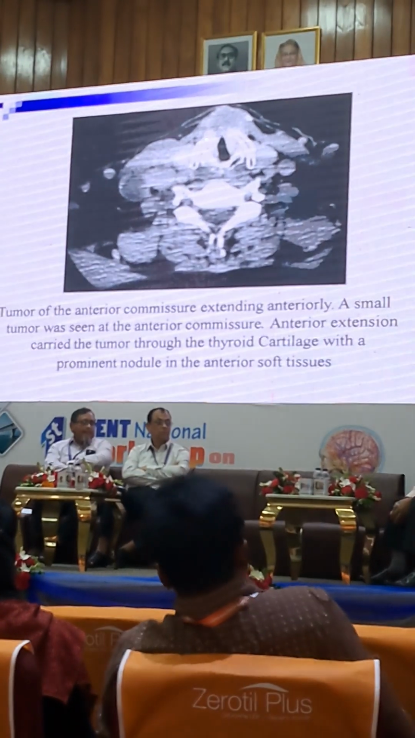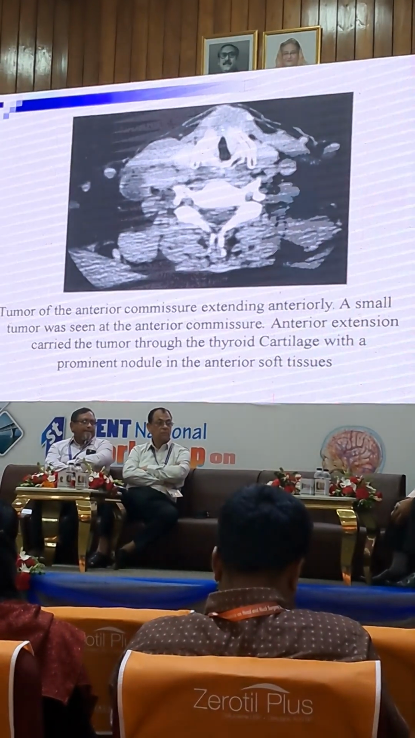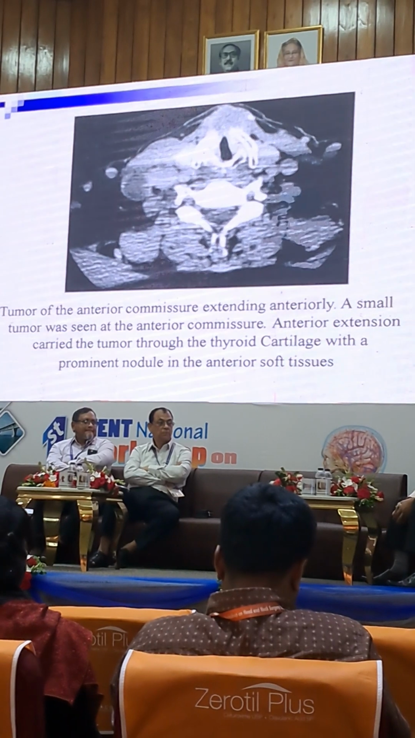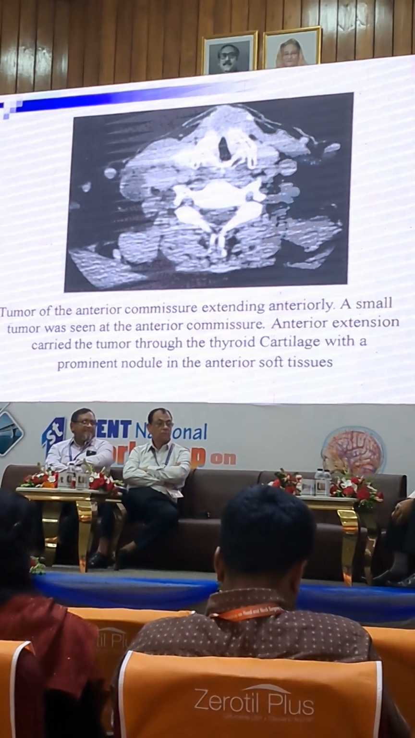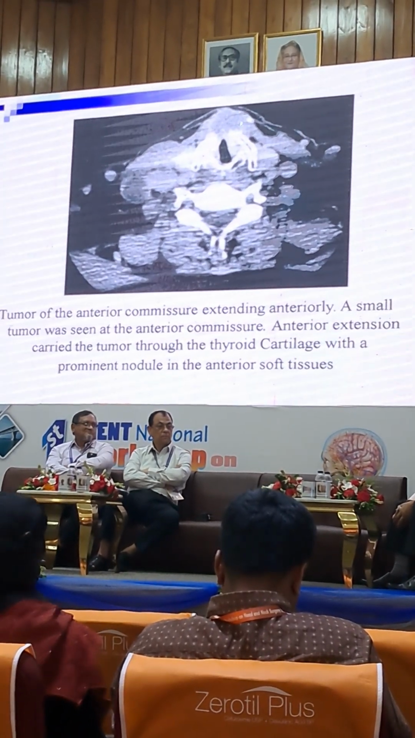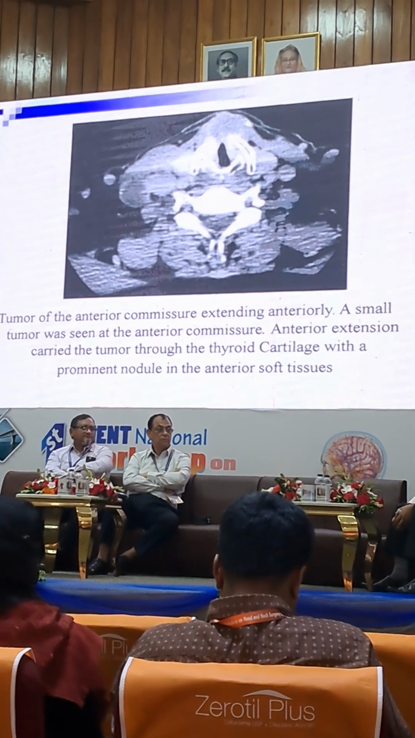The lesion is in the anterior part of both parts of the thyroid cartilage, and there is a large extension of the lesion into the pre-glottic area.